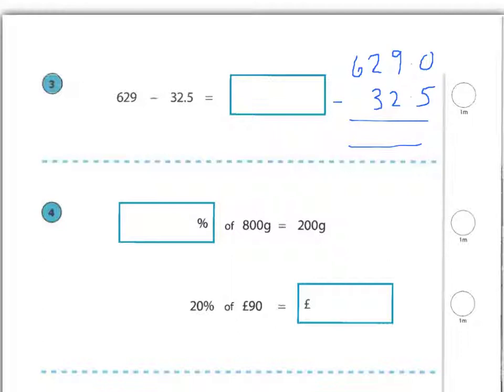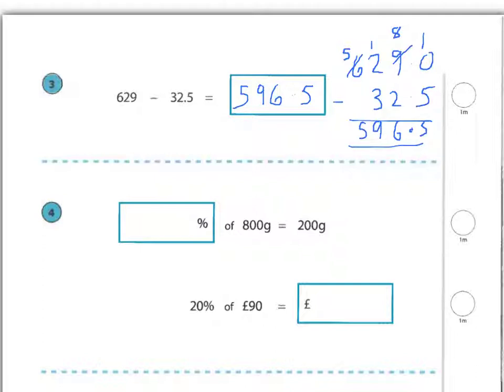Now, I can't do 0 take away 5, so I would need to borrow from the 9. And now I can do the first two columns. So 10 take away 5 is 5, 8 take away 2 is 6. I can't do 2 take away 3, so I've got to borrow from the 6. And I can now do this, no problem at all. So the answer is 596.5.